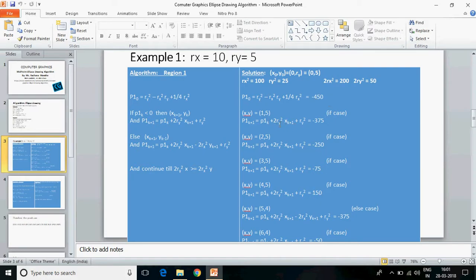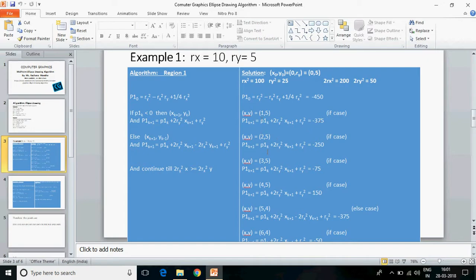Plus these values are available here. You get the new decision parameter. So we continue like this. The new decision parameter, again check whether it is less than 0 or greater than 0. And you can see here that this is less than 0.